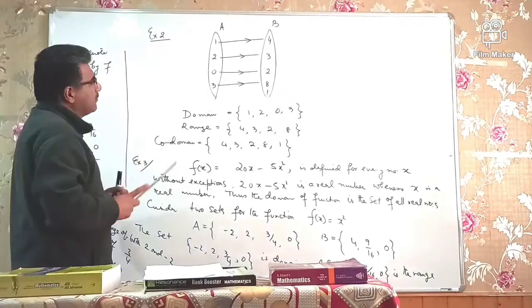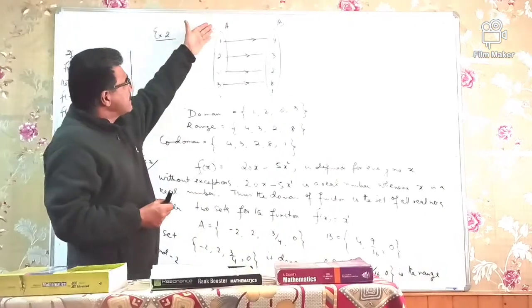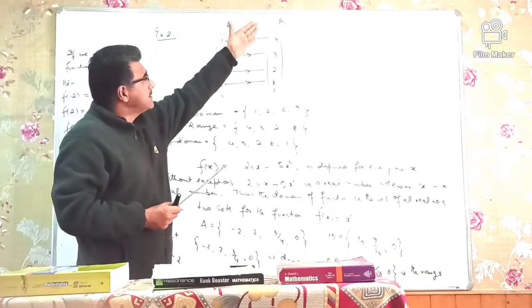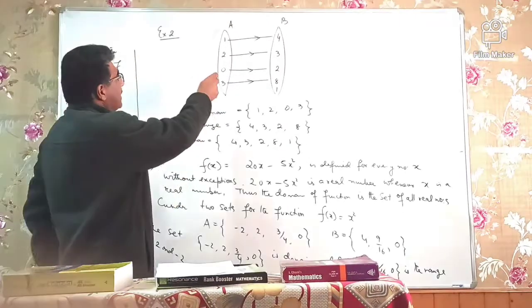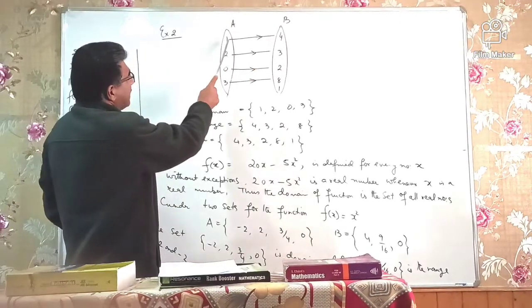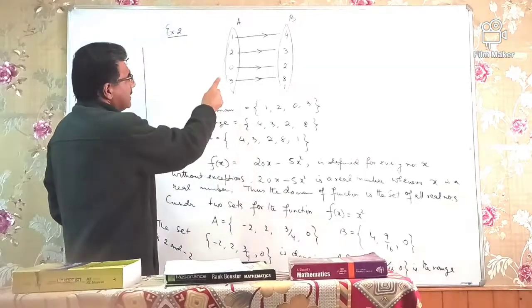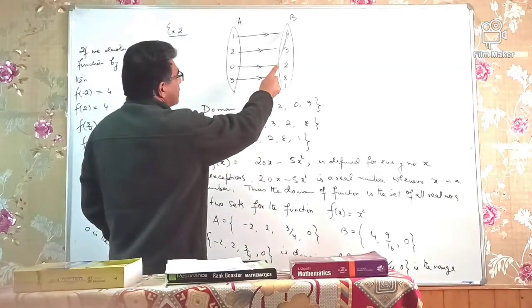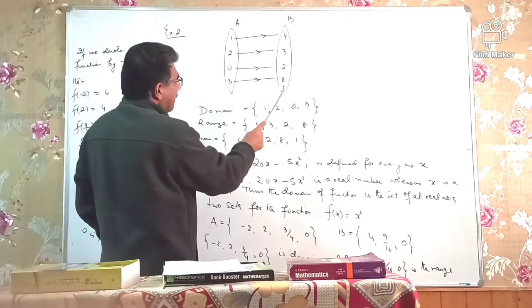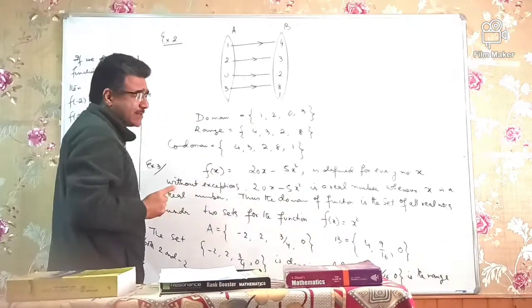Now I will come to example 2. Suppose there is a set A and a set B. There are two sets, set A and set B. Set A contains 1, 2, 3, 4. These are the 4 elements in set A. And set B contains 4, 3, 2, 8 and 1. And set B contains 5 elements.